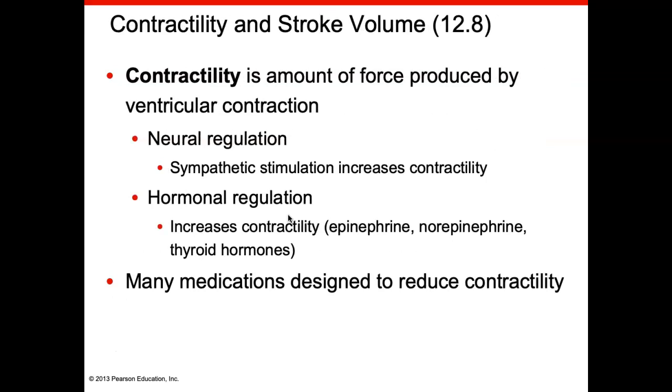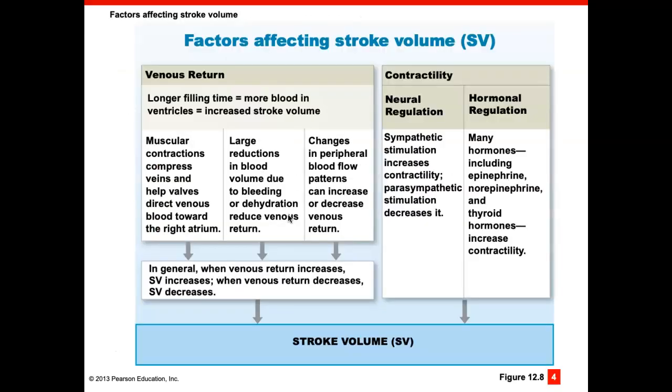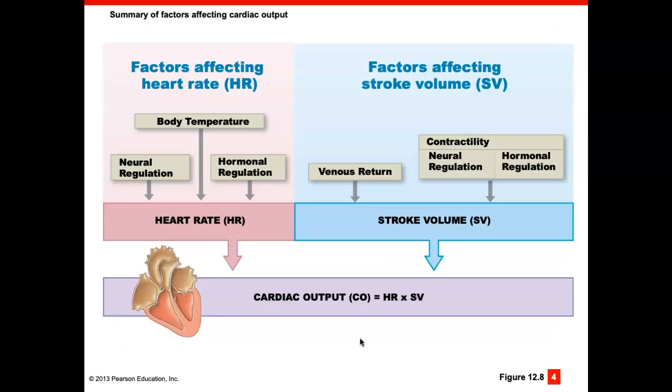Contractility is the amount of force produced by the ventricular contraction, and it's regulated by nerves and by hormones. How much force? And many medications are designed to reduce this force. Factors affecting stroke volume: the venous return and the contractility all influence the stroke volume. The stroke volume is the amount of blood that is pumped out of the heart per beat. So you put them together to figure out what's going on with your cardiac output.